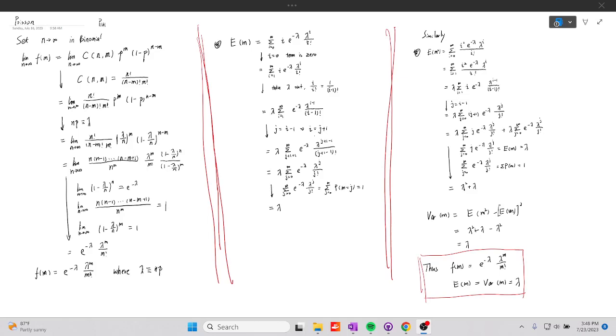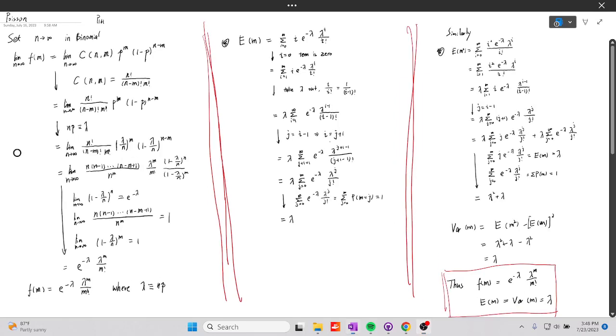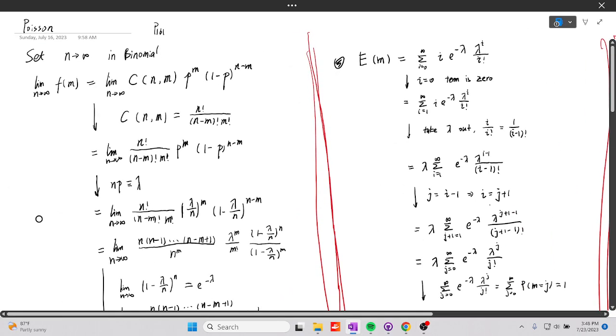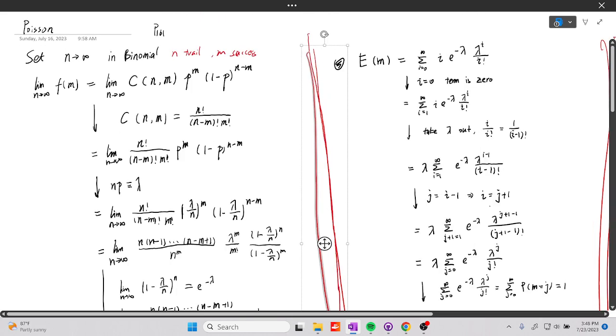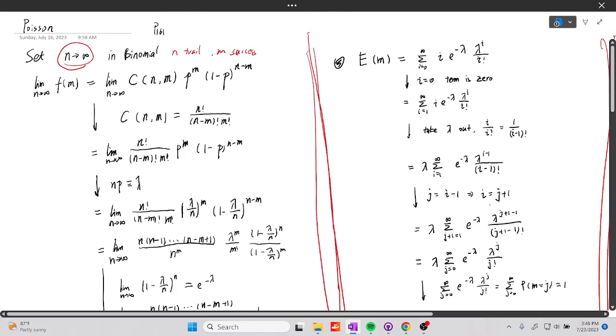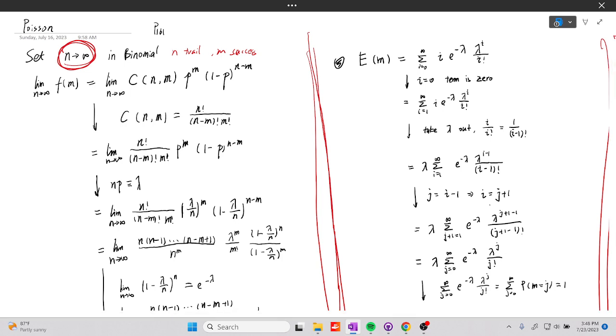So the Poisson distribution is pretty much the binomial distribution where n is set to be infinity. So pretty much n tries, m successes is binomial, and for Poisson you have n equals infinity tries, and how many times you will be successful.